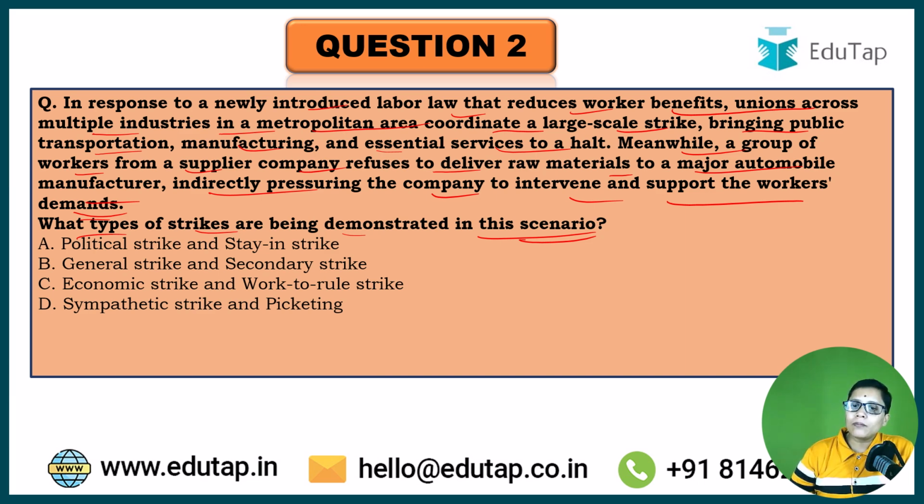Now, first of all, you will feel like it's a political strike, because labor laws have been introduced and all that. But here in this case we are talking about a general strike, because the strike is being done to create political pressure on the government, so in a sense it is similar to a political strike, but it is supported by others so that their demands can be heard and realized. The other team here, the workers from the supplier company, who are separate, are also somehow trying to help them out by stopping the raw material. So this is our secondary strike.